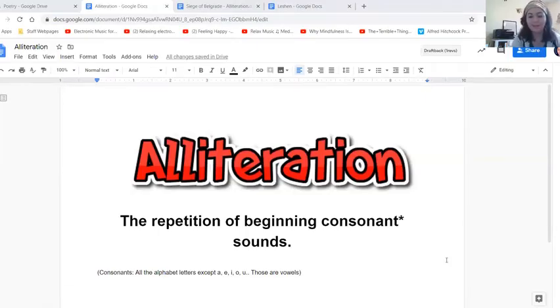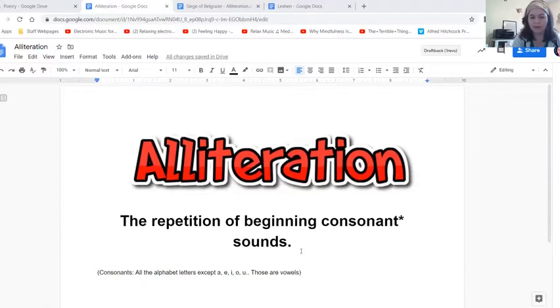Today's lesson is going to be on the poetic device alliteration. Alliteration is the repetition of beginning consonant sounds in a poem. So we are going to be looking at a couple of poems where you're noticing the beginning of each of the words in the poem tend to start with the same letter.